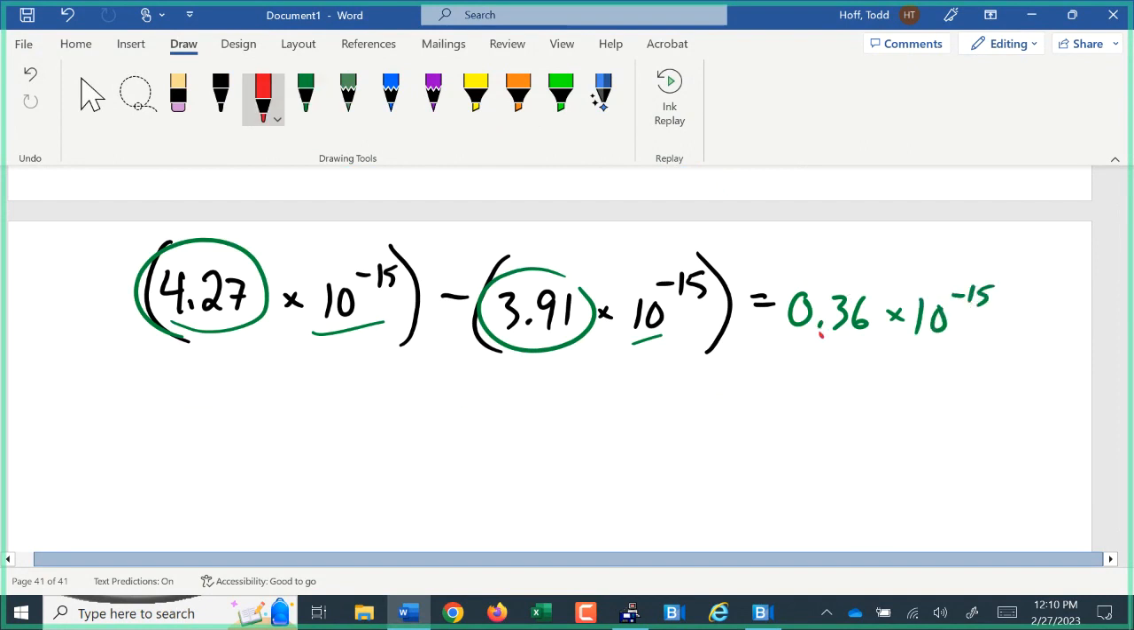Well, again, we need to move this over so that we have a non-zero digit in front of the decimal point. That becomes 3.6, excuse me. The number got larger, it went from 0.36 to 3.6, so the power gets smaller. Negative 15 minus 1 is a negative 16. So 3.6 times 10 to the negative 16.